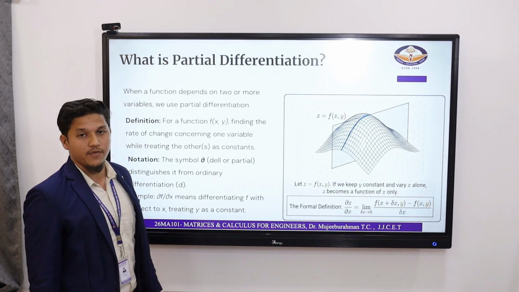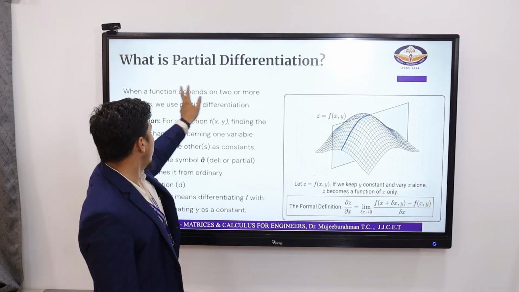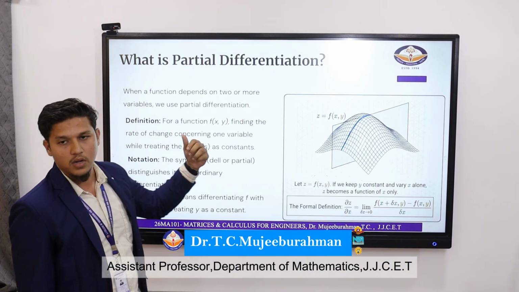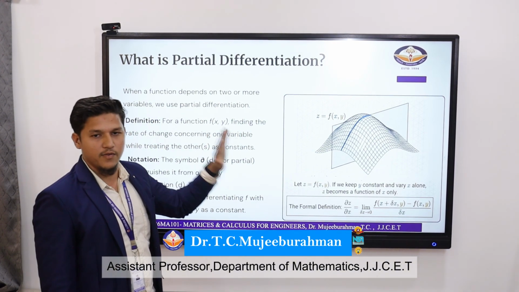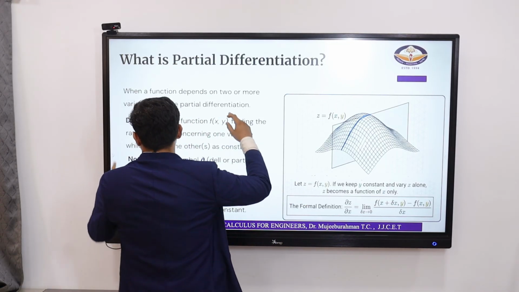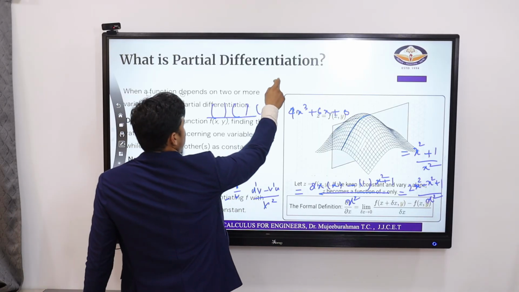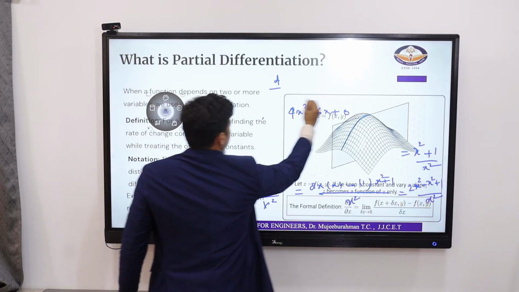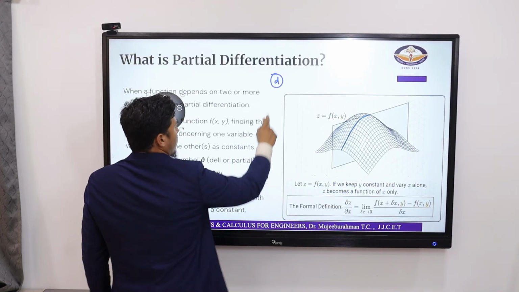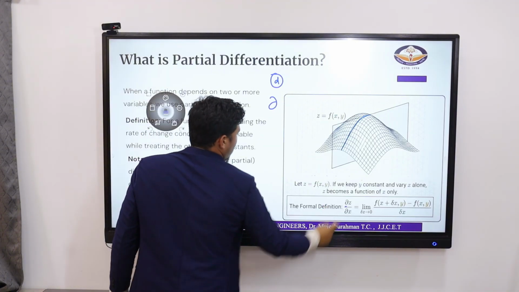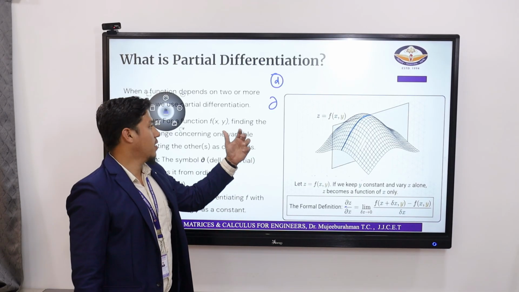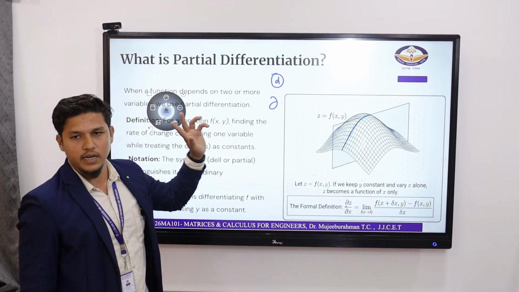Now when we come to partial differentiation, when the function depends on two or more variables, you have to use partial differentiation. In ordinary differentiation, we would have used the symbol D, right? Now we are going to use what? For ordinary differentiation, we will be using D. For partial differentiation, we will be using the symbol del. Okay, so understand the differences. For partial differentiation, it is more than one variable, and for ordinary differentiation, it is only one variable.